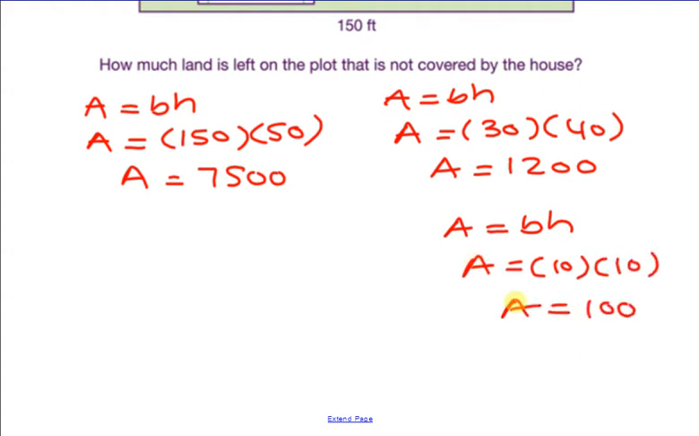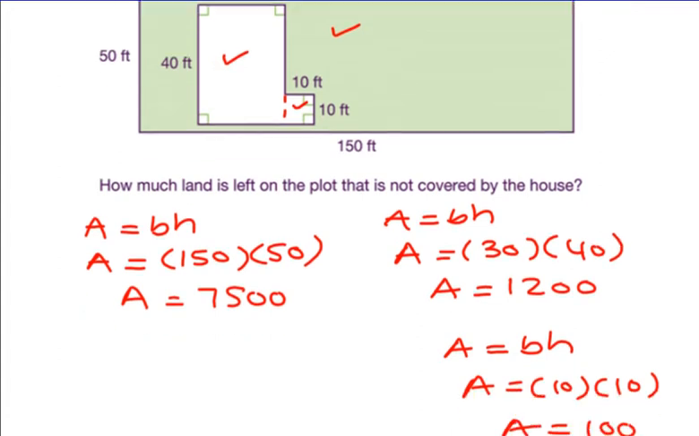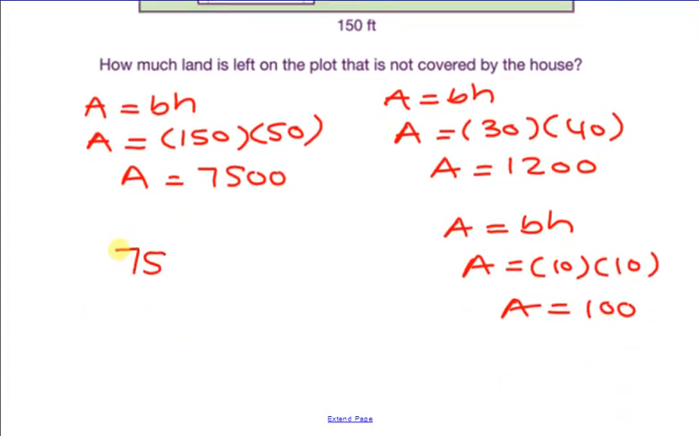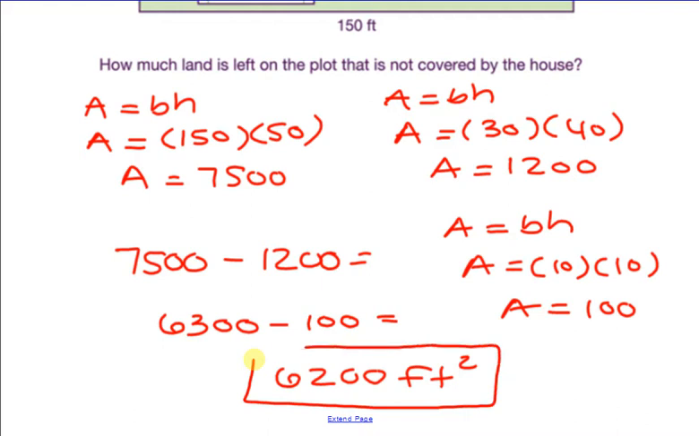So area equals 100. Now what we need to do in order to find the shaded area is take this and subtract it from the overall rectangle. So we're going to do 7,500 minus 1,200, which is going to give us 6,300, and then 6,300 minus 100, which is going to give us 6,200 feet to the second power. And that is it.